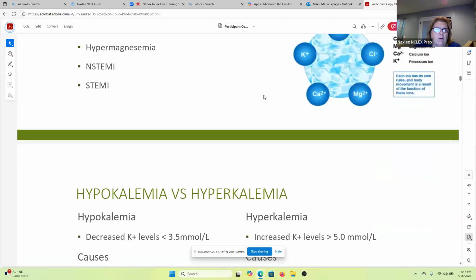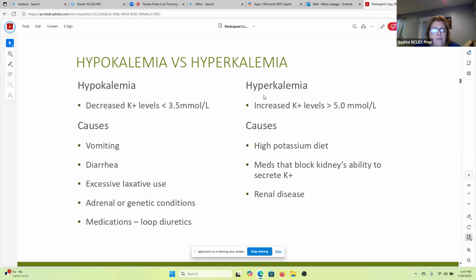When we talk about hypo versus hyperkalemia, the normal potassium level is 3.5 to 5. So for hypo, it's going to be a potassium level less than 3.5. Causes could be vomiting, diarrhea, excessive laxative use, some of our adrenal or genetic conditions, and then, of course, our loop diuretics. We talk about those a lot.